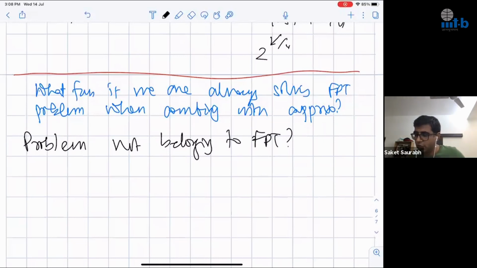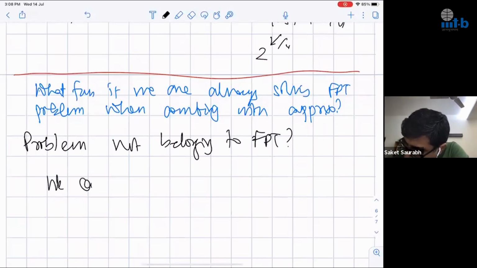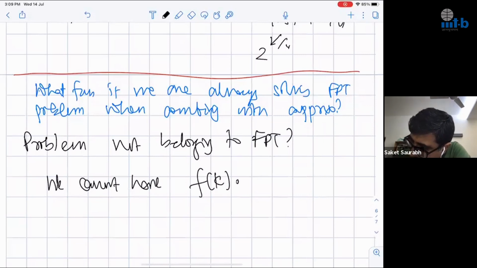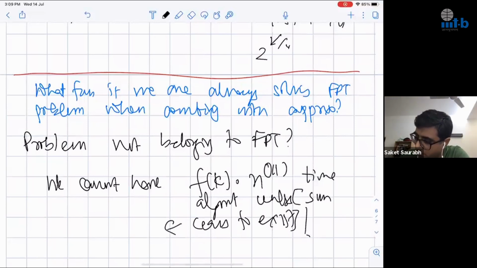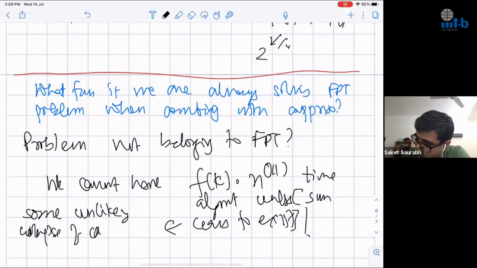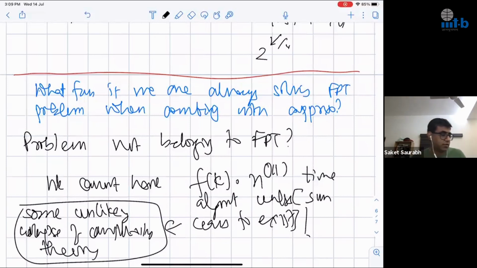Problems are hard, meaning we cannot have an f of k n to the power big O of 1 time algorithm unless the sun ceases to exist. It just basically means some unlikely conjecture happened. Please don't take it literally. Some unlikely collapse of complexity theory. A roof falling on the head just now has much larger probability than some of these conjectures being true. So anybody has heard of problems which may not admit an FPT algorithm?